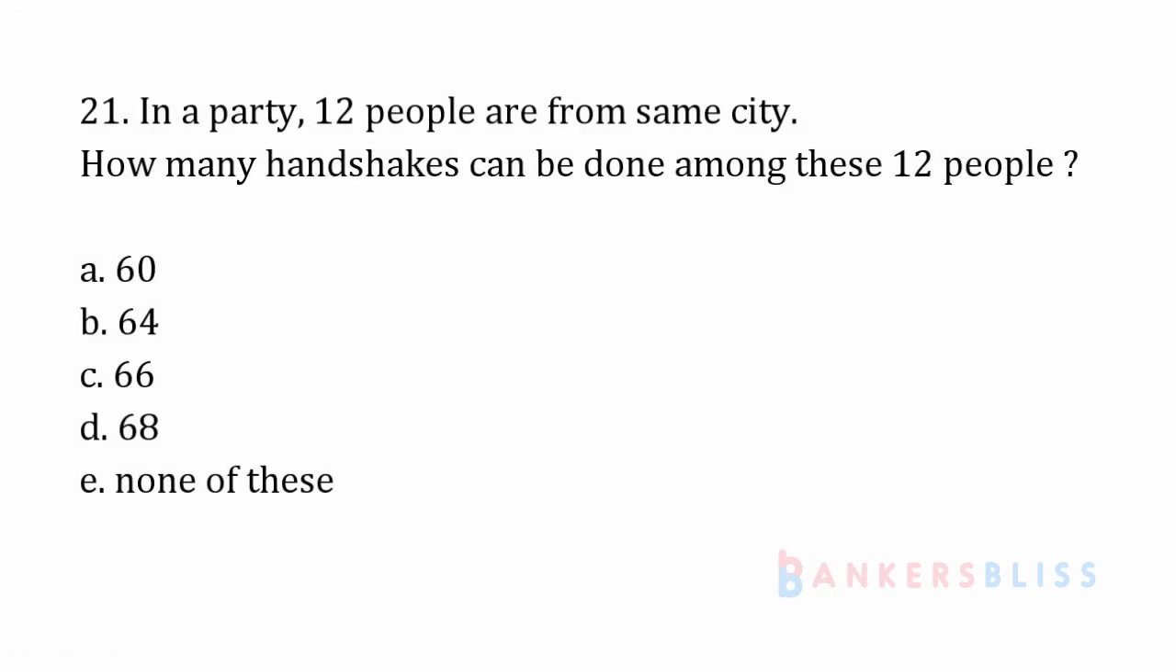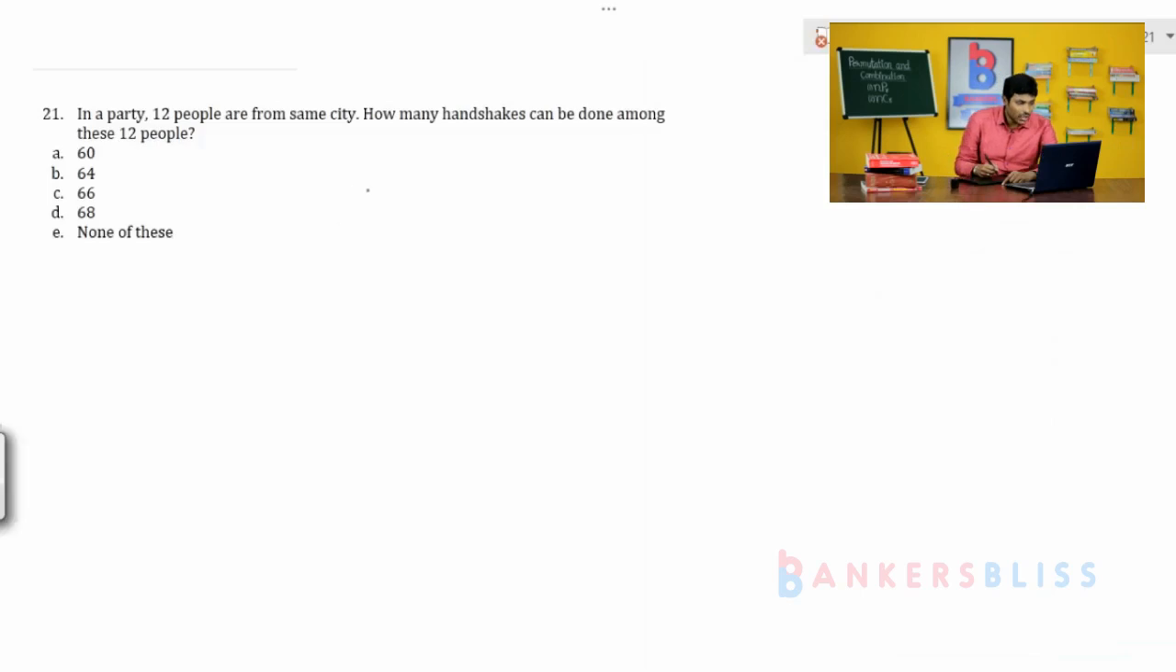Problem number 21. See here, in a party 12 people are from the same city. How many handshakes can be done among these 12 people? So 12 people are there, that is the total population. Next, how many handshakes can be done? If you want to do a handshake, how many hands are required? 2 hands are required. So among 12 people, you want 2 members to do handshakes. So that is nothing but 12C2.